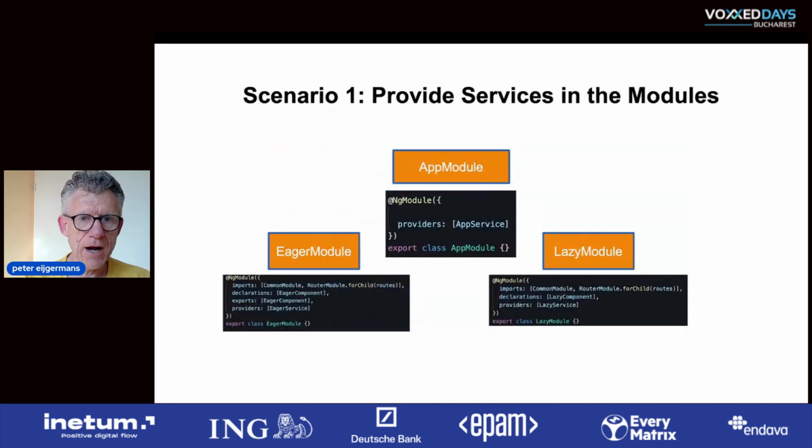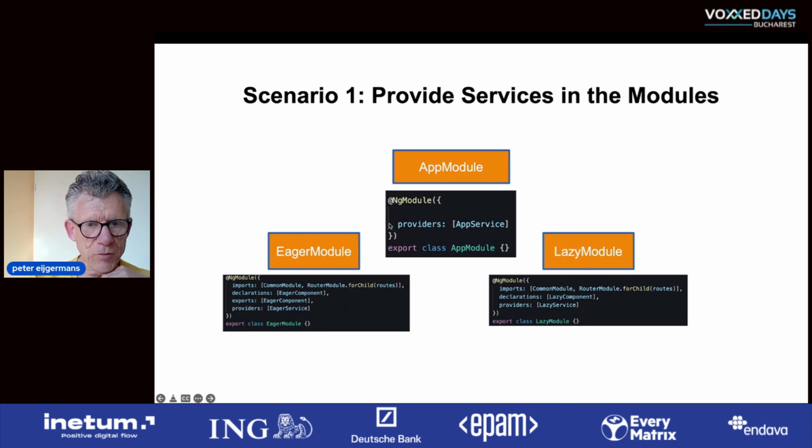Here we have a scenario, provide services in the module. So in the first situation, we provide all our services in our own module. So the Eager service I provided here, and the app service I provide in my app module, and the Lazy module contains the LazyService.